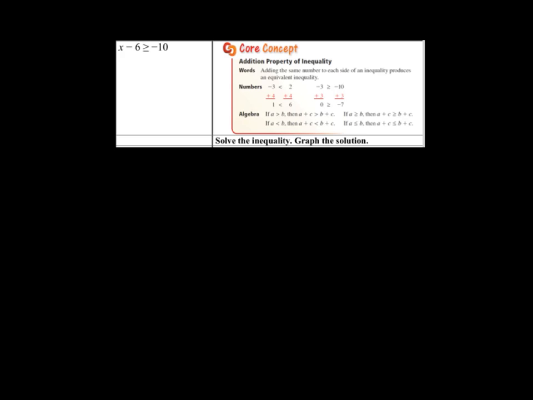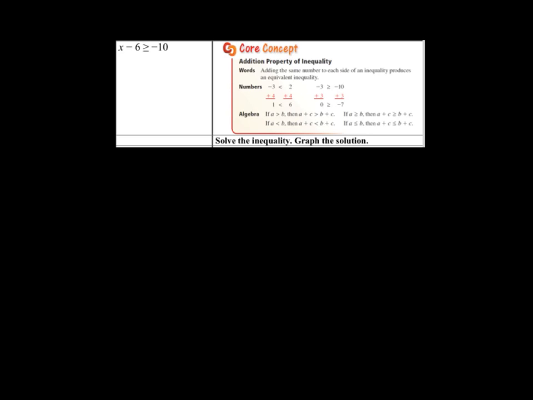On your notes, you have these core concept inserts, which just remind you of our addition property, only this time it's the addition property of inequality. What that means is that you can add the same number to both sides of an inequality, and the inequality statement will remain true as long as you do the same thing to both sides. Okay? So let's go ahead and look at the example that we did on our notes today.